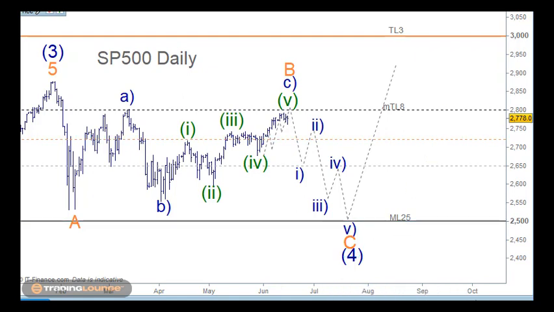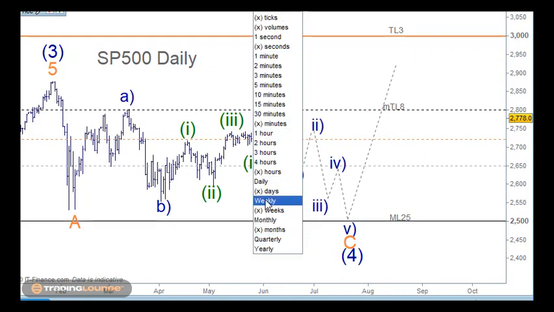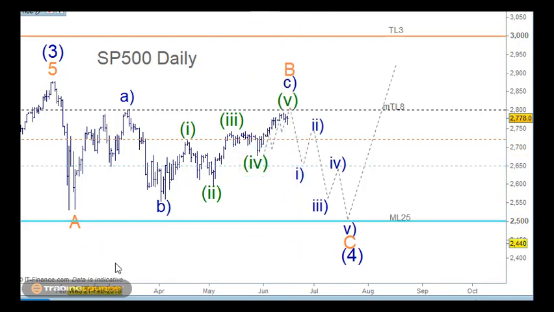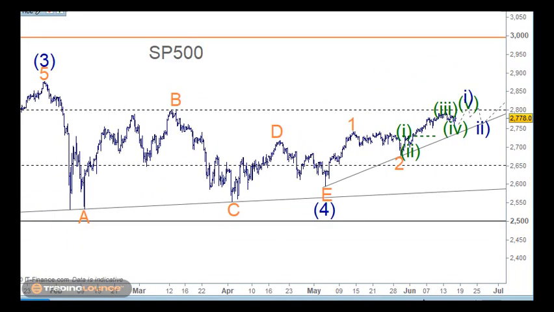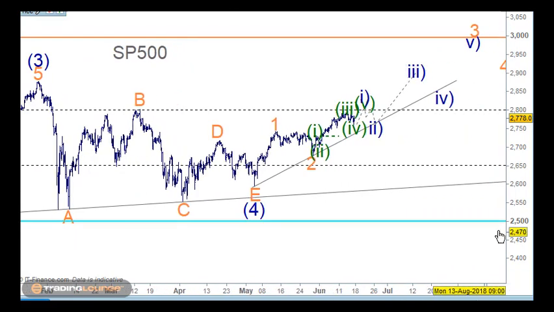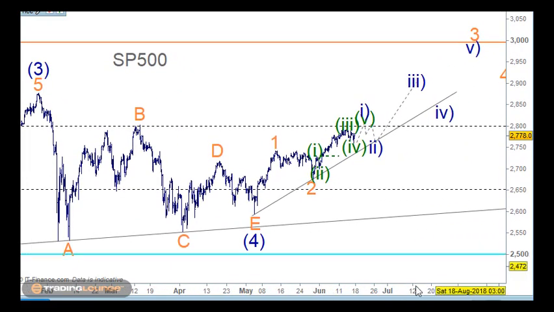The other count that we have is more bullish, and it's a bit more in line with the NASDAQ, same but different, but bullish. So in this case, we're looking at wave 3 here, and an A and a B and a C and a D and an E wave here for wave 4. And then we're looking at this as wave 1 and 2 here.